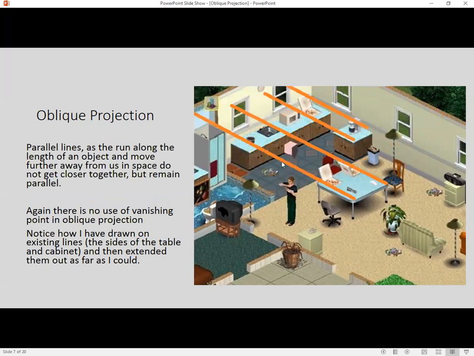We run along the length of the table. I'm not making up where the lines are. I'm drawing over these existing edges and I'm extending them out just to illustrate my point that these lines remain parallel. Same thing with this little island or whatever this is over here, little kitchen cabinet. The lines remain parallel. We can find other examples in this image, but for the sake of brevity, I'm not going to bore you, hopefully.